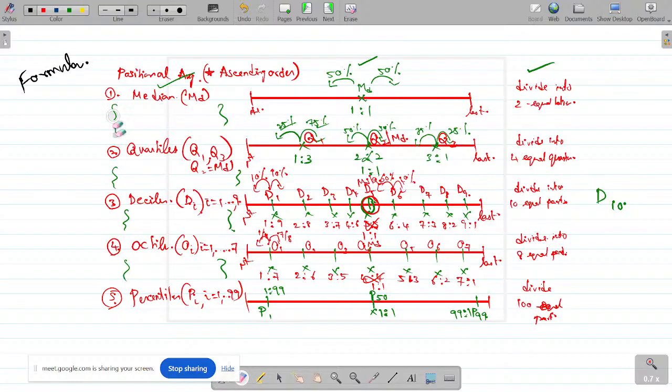Median. Actually, total divided by 2 will usually give the median back. But we found some accuracy error. That's why we'll not take n. Instead, we'll take n plus 1. If it is median, divide by 2. If it is quarter, divide by 4. If it is octile, divide by 8.